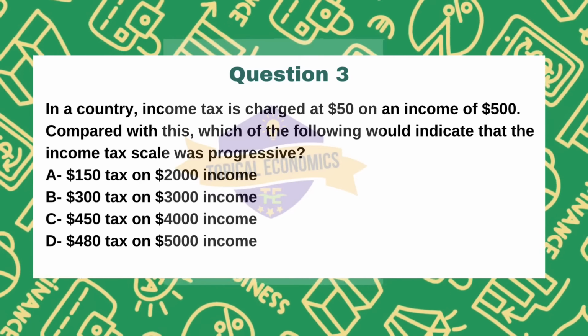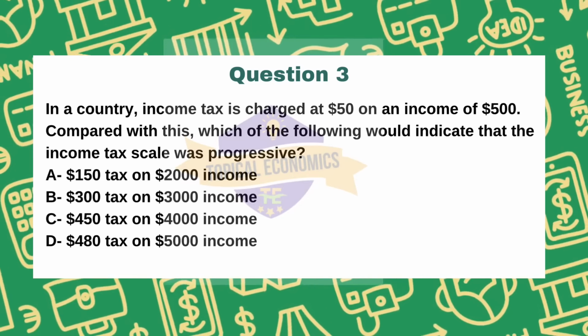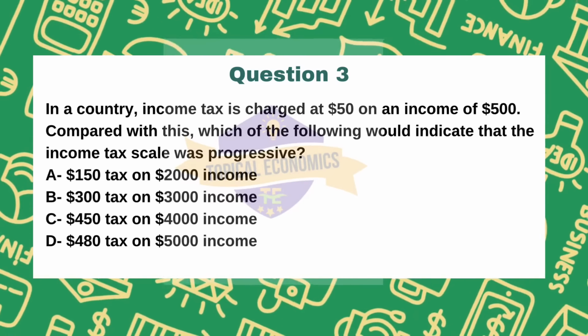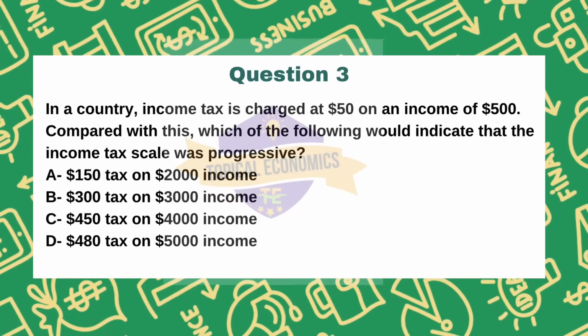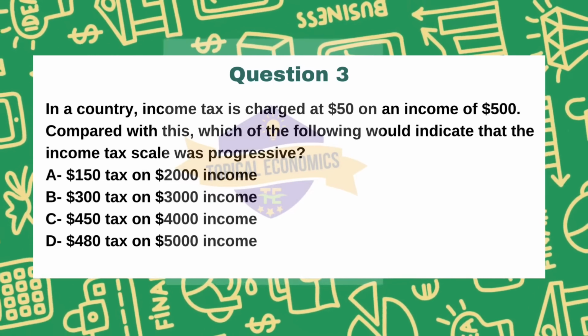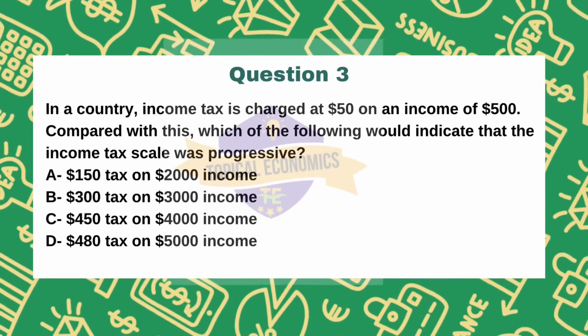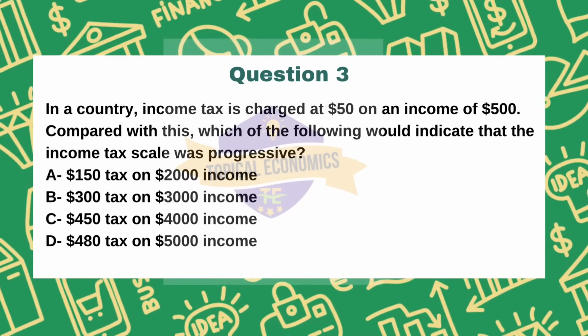And, for option D, $480 tax on $5,000 income, tax rate is 9.6%, $480 divided by $5,000. We see that, since a progressive tax system requires the tax rate to increase as income rises, option C, 11.25%, is higher than the initial 10%, demonstrating that the tax scale is progressive.